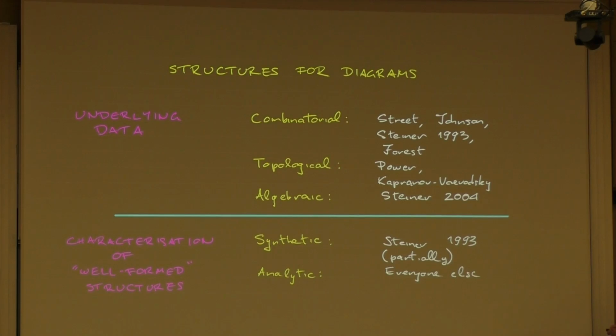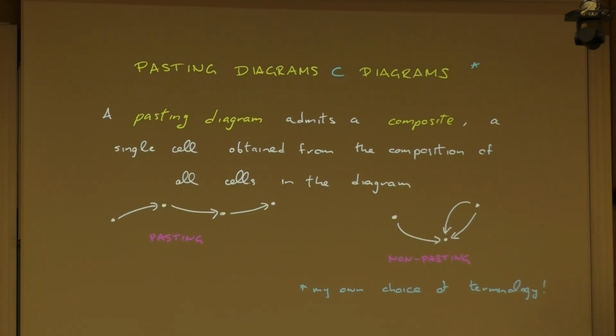Whereas most of the other approaches are, let's say, of analytic type, in the sense that they try to characterize well-formed structures by axioms. So by saying, if you take one of these underlying data, and it satisfies a list of axioms, then it is well-formed. So it is actually defining a diagram. Again, I'm making a distinction here between diagrams and pasting diagrams. It's not standard terminology, just something that I found useful.